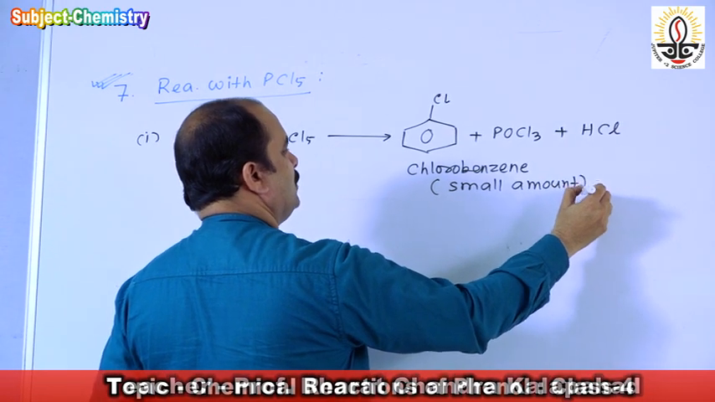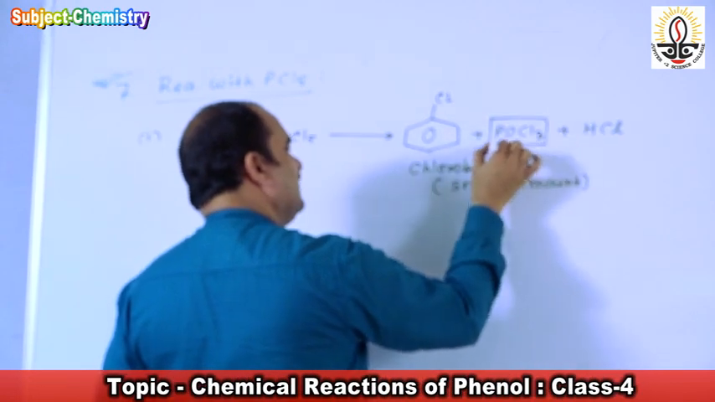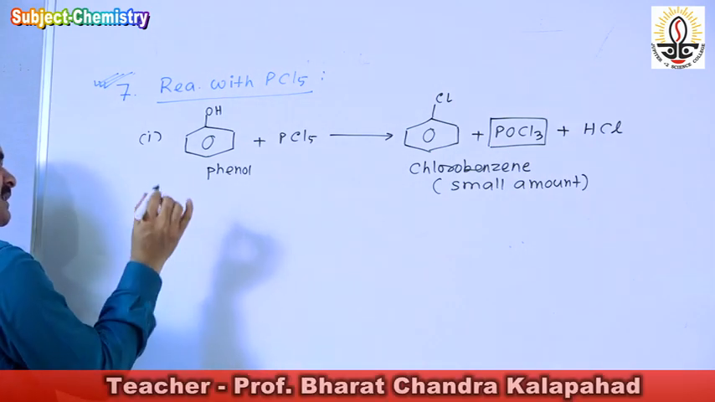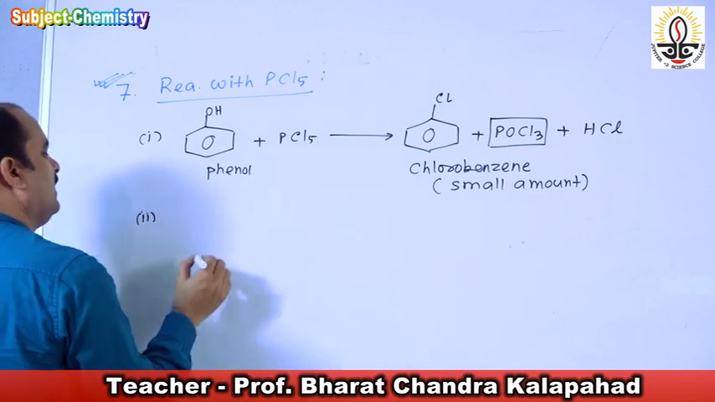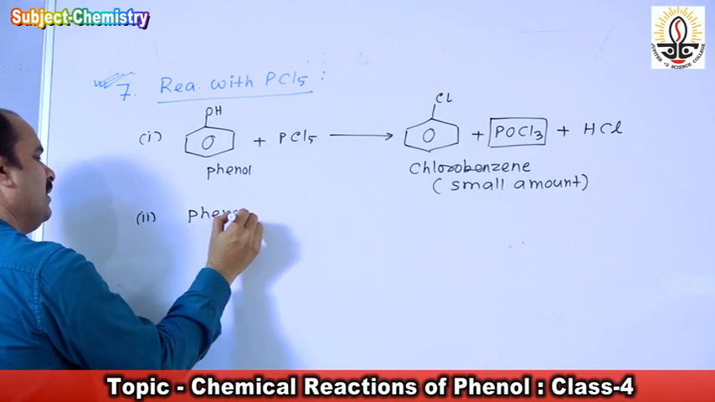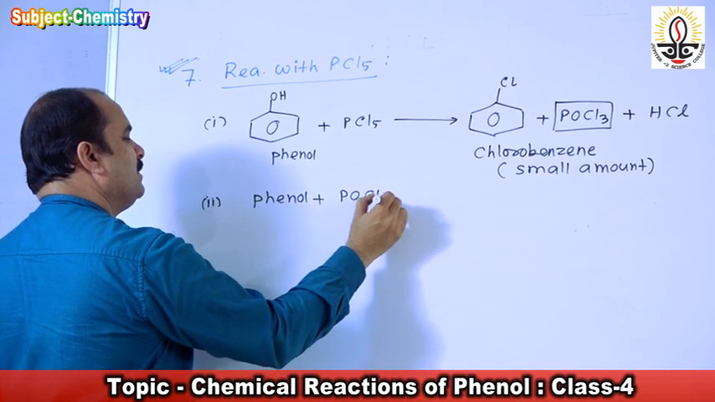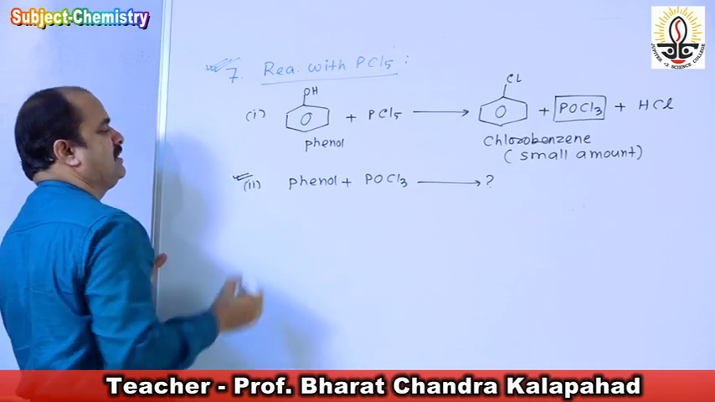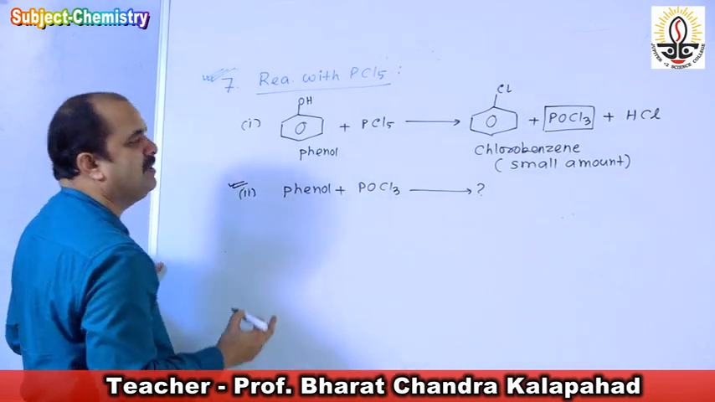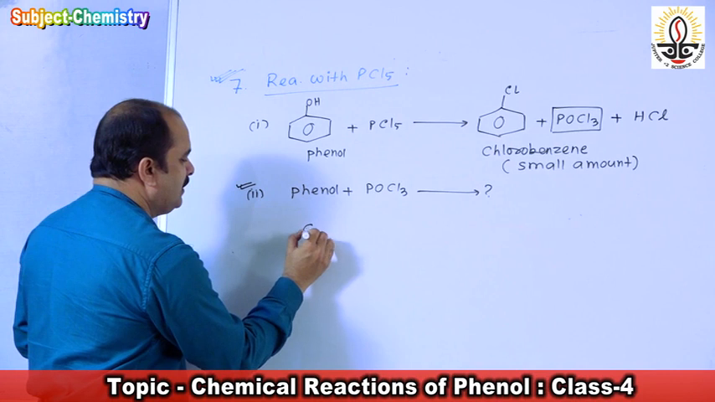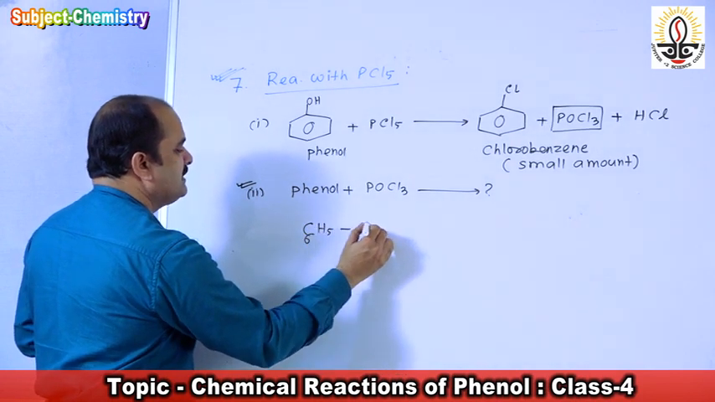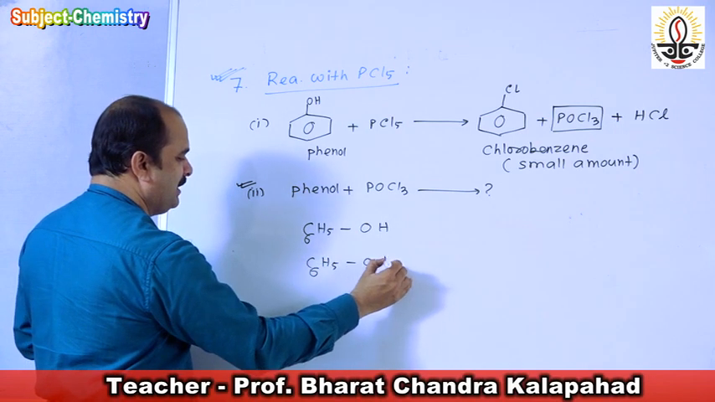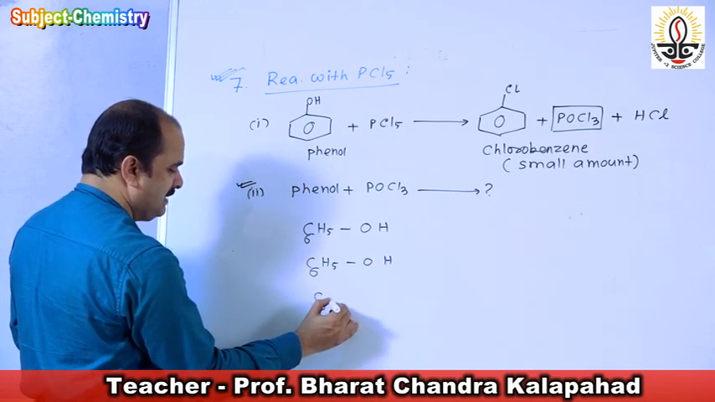When this POCl3 again reacts with phenol in step 2, that phosphoryl chloride reacts with phenol again. What happens when phenol reacts with POCl3? Identify the product, and this step is very important. When phenol reacts with phosphoryl chloride, C6H5OH, I will take 3 moles.